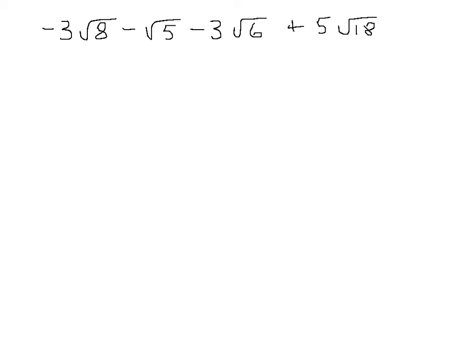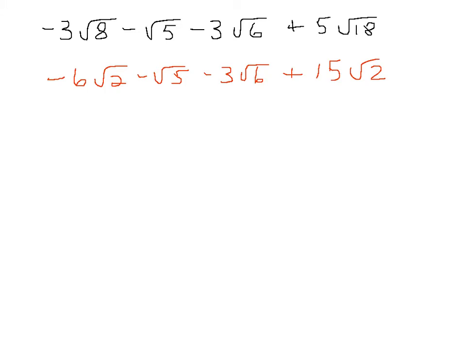So take a look at this problem. At first glance, it doesn't seem like there are any like terms, but we need to simplify our radical expressions completely. As you should remember, the square root of 8 can be simplified because 8 has a perfect square factor, which is 4. Same thing with 18. 18 has a perfect square factor, which is 9. So take a second here, press pause, see if you can work this problem out, and then press play and see if you agree with what I've got.